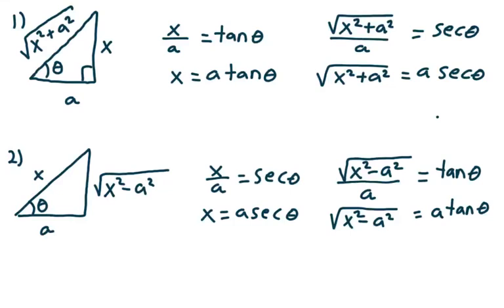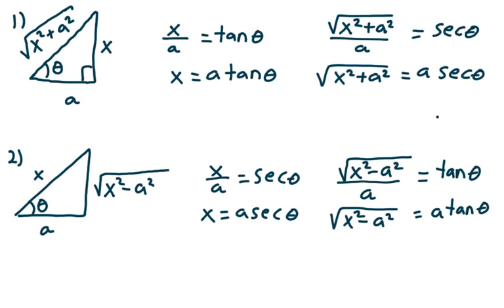When we evaluate an integral by trigonometric substitution, we have three different scenarios we need to consider. In the first scenario, we are given a right triangle with angle theta. The side opposite to angle theta is x. The side adjacent to angle theta is a. And the hypotenuse is the square root of x squared plus a squared.